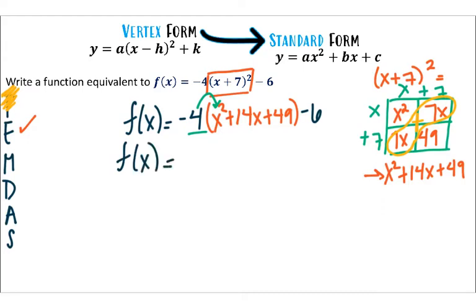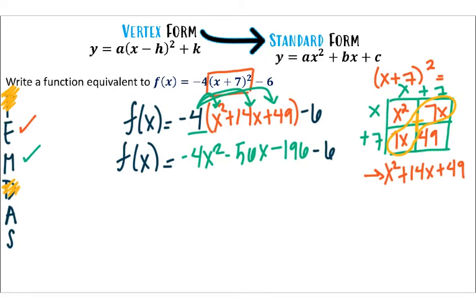So f of x is equal to negative 4 times x squared will give me negative 4x squared. Negative 4 times a positive 14x will give me a negative 56x. Negative 4 times a positive 49 will give me a negative 196, and then I'm still subtracting 6. So we have multiplied. Next in order of operations is division, but there is no division. And then next is to add. Looking at our problem, we do have things that we can add together, the two constants. Negative 196 and negative 6 are like terms.